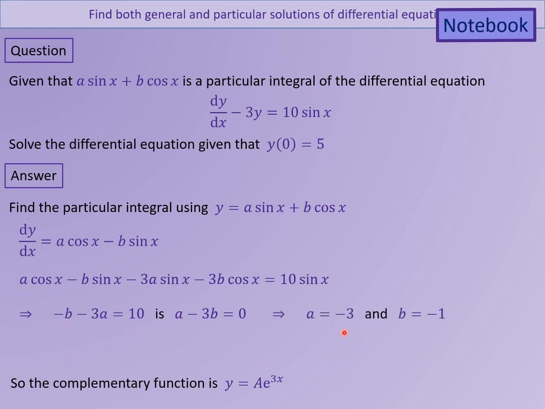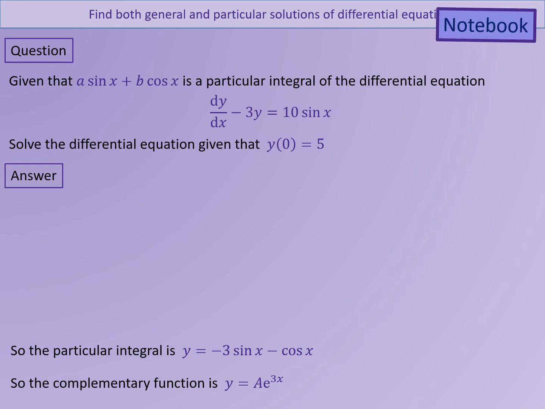So I've got a equals minus 3 and b equals minus 1. Interestingly, this thing just here, the minus 3 sine x minus cos x, differentiates to just sine x because the cos parts will cancel each other out. So the particular integral that definitely works will be minus 3 sine x minus cos x. And in fact, I can now put these two together to get my general solution.